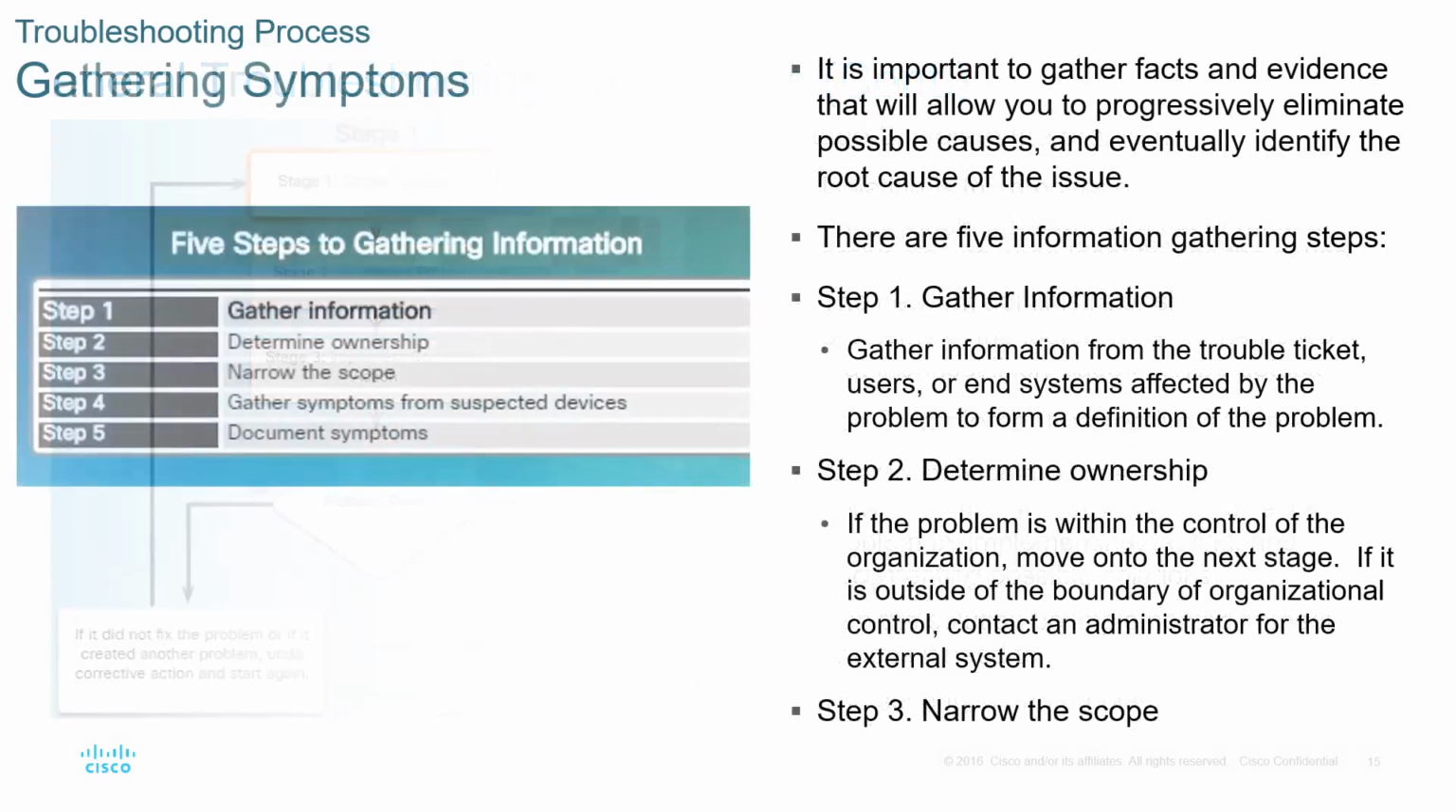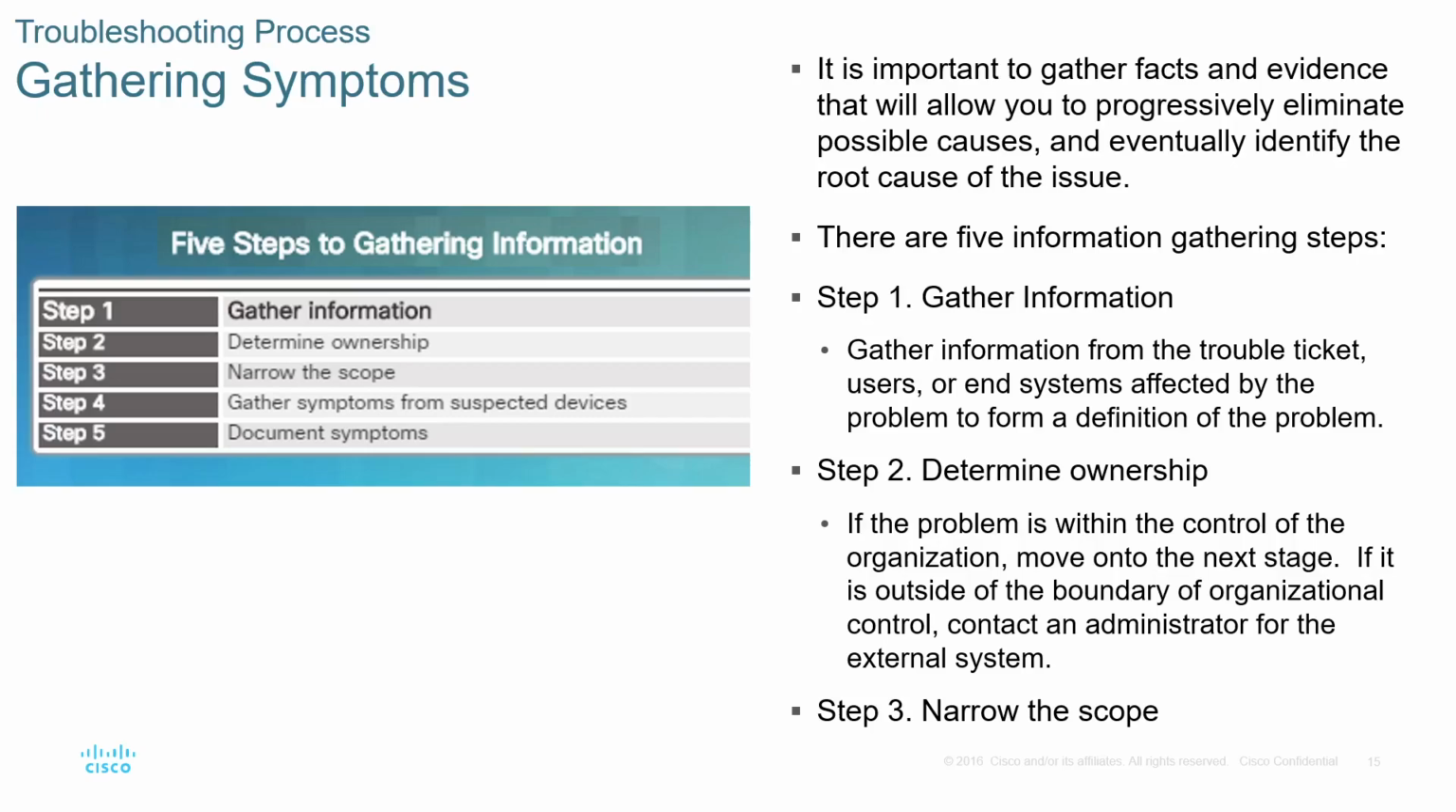All right. Now, five steps for gathering the information. So how do you gather the information? You determine who owns the problem. Okay. You narrow the scope and you gather the symptoms. And after that, you document the symptoms. Now, gathering information is basically asking people what the problem is, checking the systems for functionality, and so on. After that, we can determine the ownership.